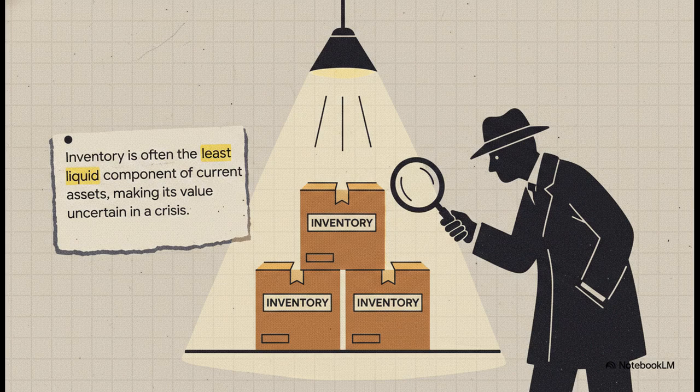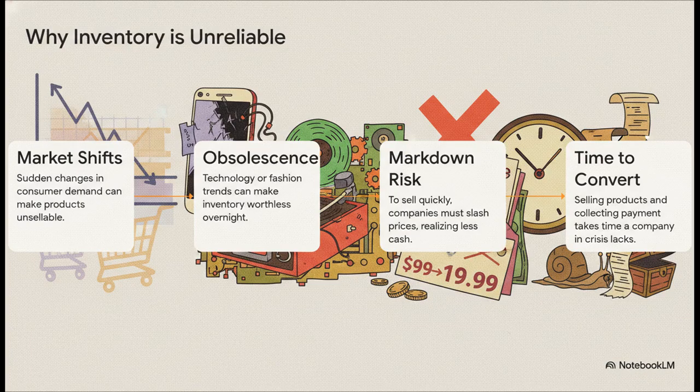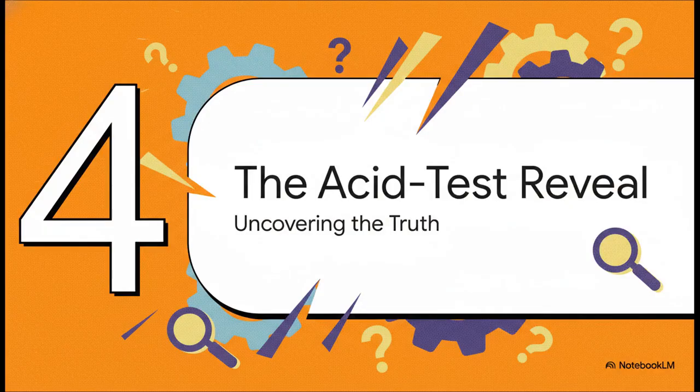So who's the bad guy in this story? Yep, it's inventory. The problem almost always comes down to inventory. And why is that? Because when you're in a pinch and you need cash fast, inventory is often the absolute least reliable thing you can count on. I mean, think about it. Relying on inventory to pay your bills is just so risky. Market demand can disappear. New technology can make your entire stock worthless overnight. If you need to sell it fast, you're probably going to have to slash prices. And maybe the biggest thing, it just takes time to turn stuff into actual cash, time a company in crisis just doesn't have.